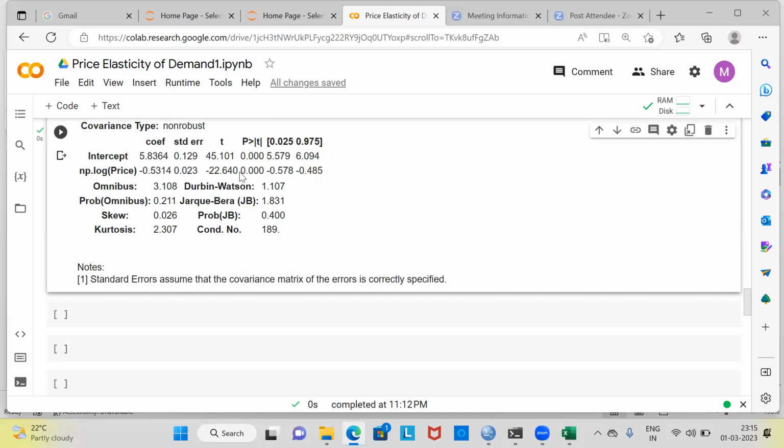Is that significant? To answer that question, we can look at the p-value. The p-value is 0.000, which is clearly less than 0.05, and therefore we can go ahead and conclude that this variable is a significant predictor. So let's just spend some time understanding what this value means. Minus 0.53 is very, very important.